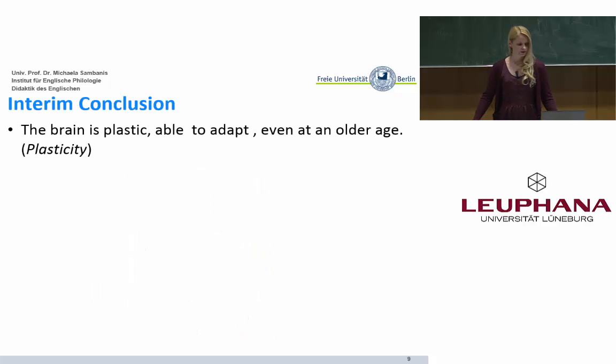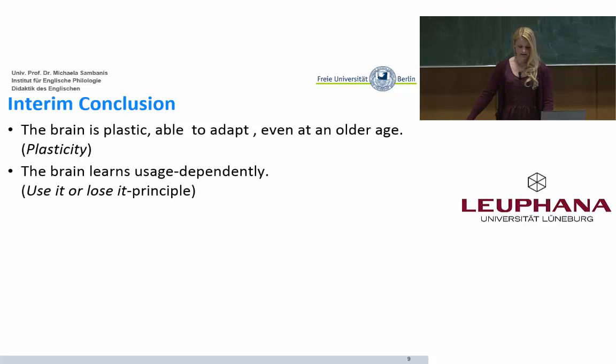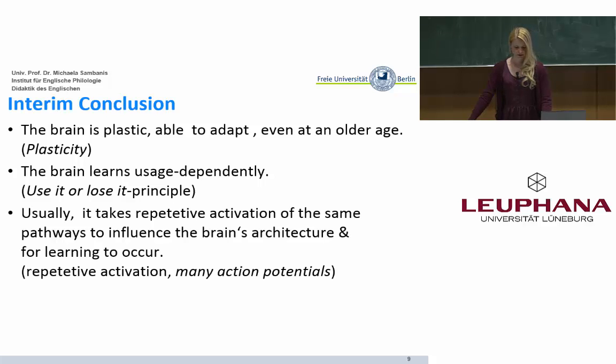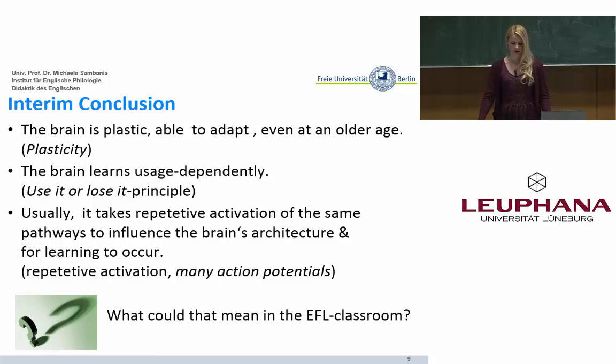Time for an interim conclusion. The brain is plastic, which means it is able to adapt, able to learn even at an older age. The brain learns usage dependently, use it or lose it principle. And usually it takes repetitive activation of the same pathways to influence the brain's architecture and for learning to occur. Many action potentials on the same pathways.